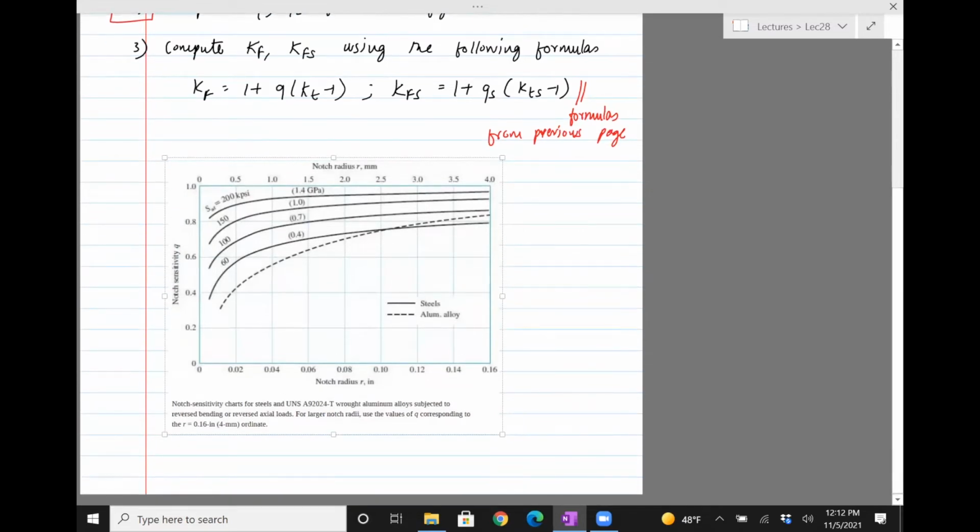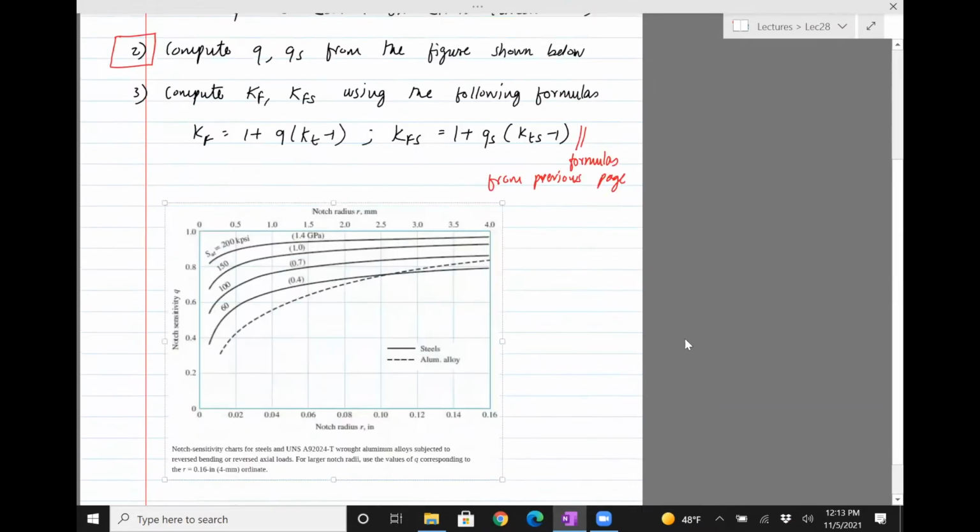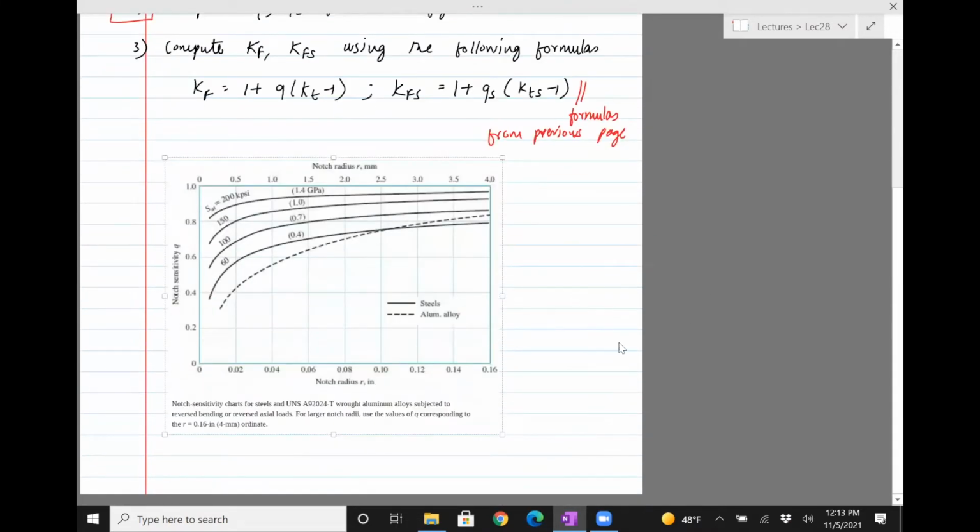Okay, that's figure one. And then I need to put another one. So let's go to the next page.